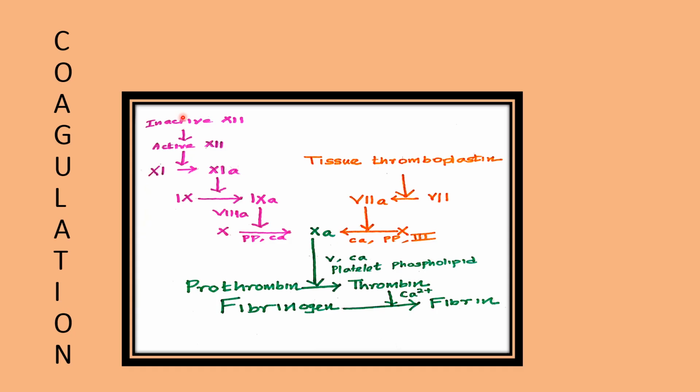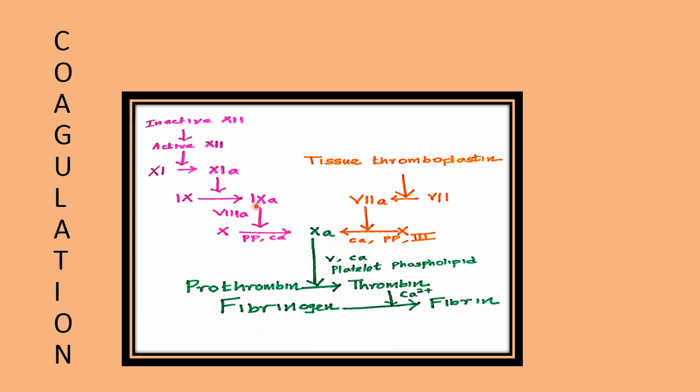We can demonstrate this in vitro by taking the blood and putting it in a glass tube. It also triggers the intrinsic pathway. So enzymatic reactions occur. The inactive factor 12 is converted to active factor 12. Active factor 12 converts factor 11 to active 11. Active factor 11 converts factor 9 to active factor 9.